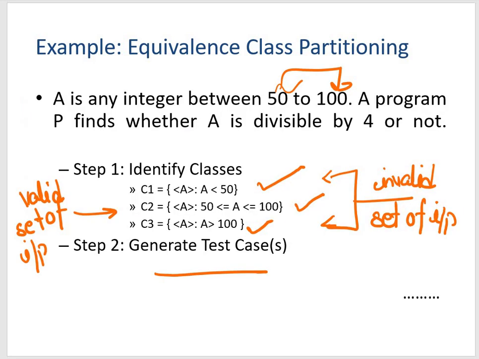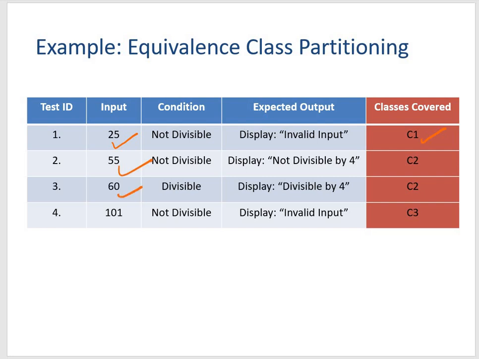And then we generate the test cases by picking values from each of the classes. Every time you have to draw this table, this only gives us the clear-cut idea. So each time I expect you to draw this particular table. So we picked the value 25 from class C1, which was less than 50. Another one is divisible by 4, but in practice you have to take only one value out of these two. And once again I have another value from class C3, and it's done.